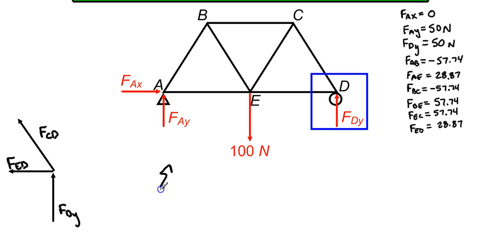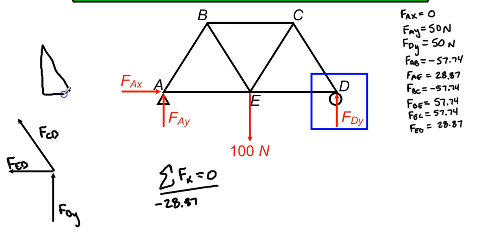So let's go ahead and piece together what we know. It's in equilibrium, so the sum of the forces in the x direction are going to be 0. Well, what do we have in the x direction? We have FED. But over here, we already know FED is 28.87. The only thing we have to be careful of is this is pointing to the left. So let's go ahead and write that as a negative 28.87.